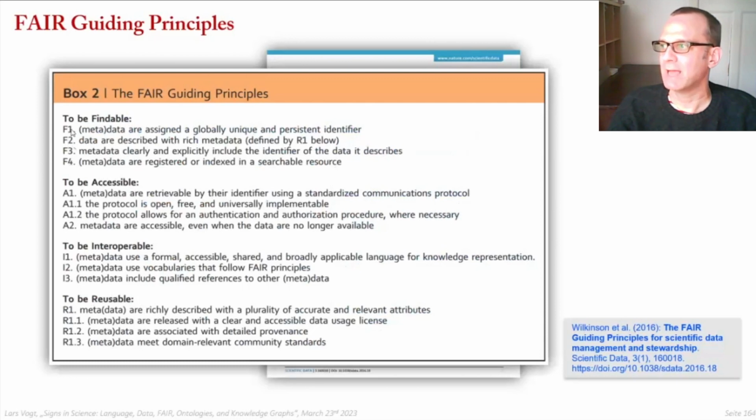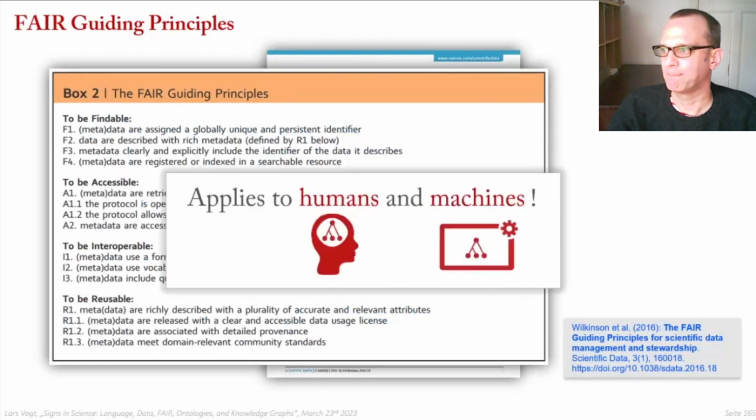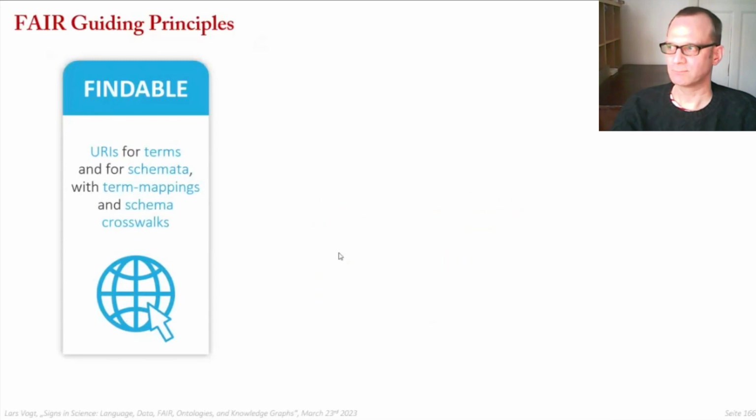And each of them has a certain number of criteria, like guiding criteria, that help you to end up with FAIR data and metadata. And this is very important. FAIR data and metadata applies to humans and machines. So data must be findable, accessible, interoperable, and reusable easily for humans and machines.